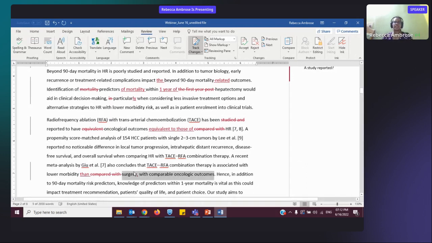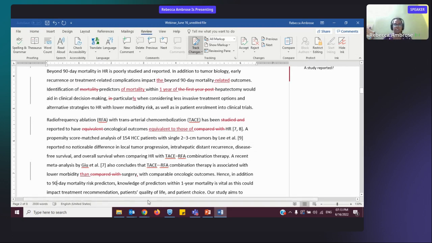So I've specifically added this comma over here because it's not that they're comparing this combination therapy with surgery that has specific oncological outcomes. What they actually mean to say is that this combination therapy has lower morbidity than surgery in general, and while morbidity is lower, the other outcomes are comparable between the two. Which is why we need to set that off with a comma over here.